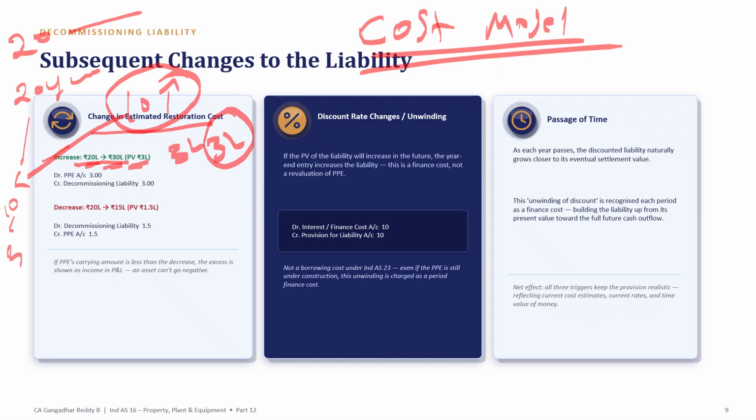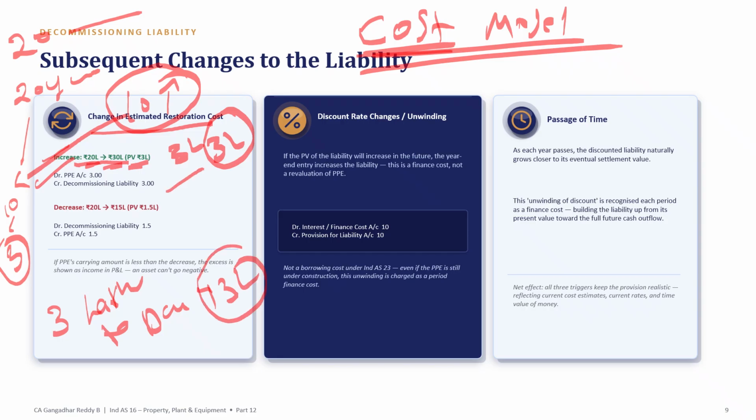The present value of 10 lakhs is 3 lakhs. So the liability has increased. So directly you can increase your cost because you are following the cost model, right? So you increase your PPE by 3 lakhs and the decommissioning liability increases by 3 lakhs. This is how we increase and depreciate. We already gave one complete example in our previous videos. You can check the table also where we have discussed this.